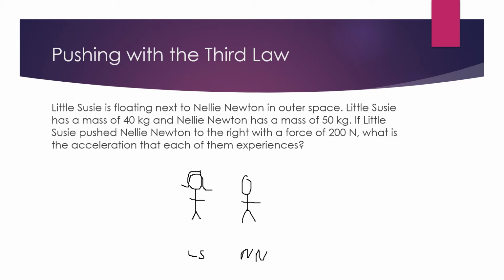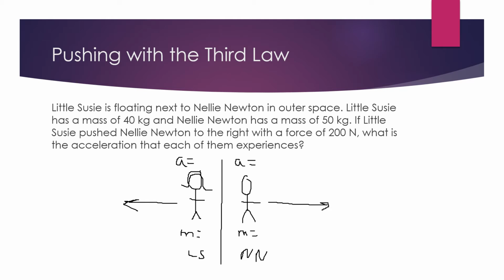This is the math that I want you to learn, and it's actually not that bad. So little Susie has a mass of 40 kilograms. Each person's going to have their own mass and their own acceleration. Let's see if we can picture this. They're just floating next to each other. If they give each other a push, he's going to move this way, and she's going to move this way. They're going to push, and they will move away from each other and just float in a straight line forever in outer space.